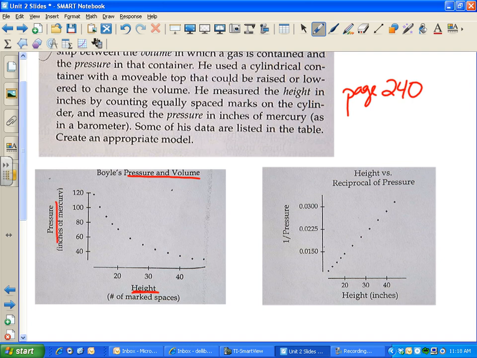Hopefully you're noticing that this is not a linear model. There is definitely a pronounced curve there. So this is not linear. So a model created here would not be appropriate to use our linear regression.